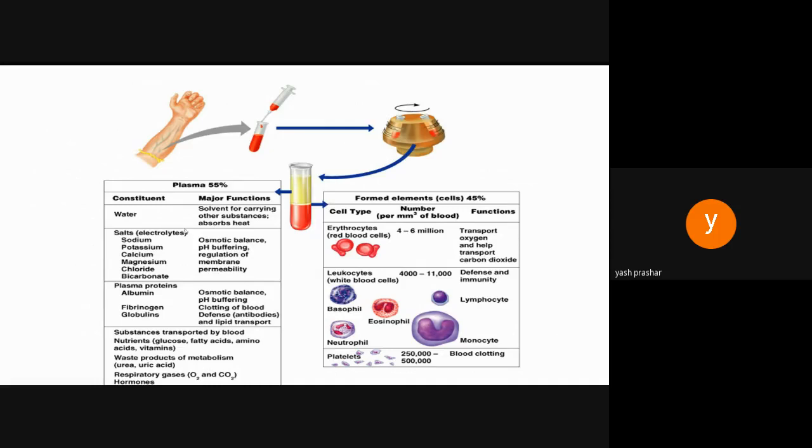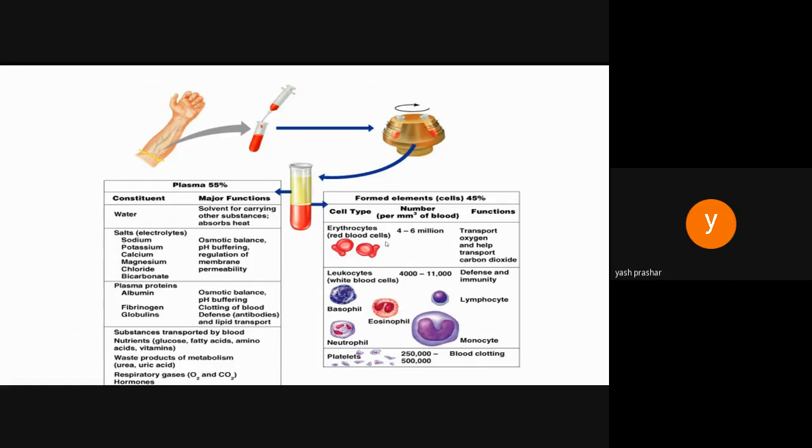Let me illustrate a bit more about plasma, which is 55% of total blood composition. In plasma we have water, some salts like electrolytes, specifically sodium, potassium, calcium, magnesium, chloride, and bicarbonate. Apart from that, we have plasma proteins like albumin, fibrinogen, and globulins. We even have nutrients like glucose, fatty acids, and amino acids, and waste products present in the plasma. The rest are the formed elements: red blood cells, white blood cells, and platelets.